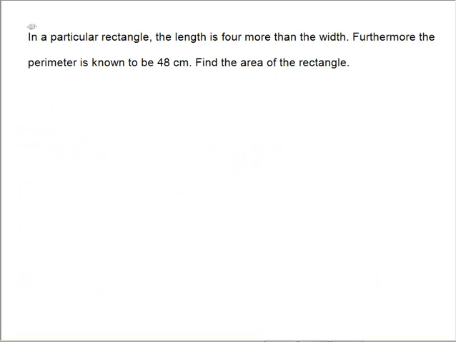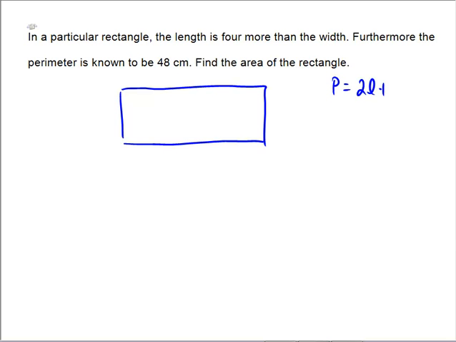Geometry again. In a particular rectangle, the length is 4 times the width, and the perimeter is known to be 48. Find the area. Okay, so remember that a rectangle looks like this and has a couple famous equations with it, namely perimeter is equal to 2 times length plus 2 times width. It's the distance around. And area is equal to length times width.